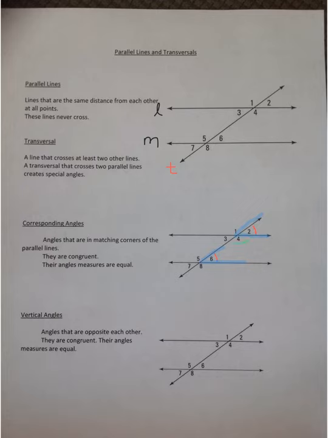Angles 4 and 8 also are corresponding because they are in the bottom right-hand corner. These angles also are equal. Other corresponding angles would be angle 1 and angle 5, and angle 3 and angle 7.